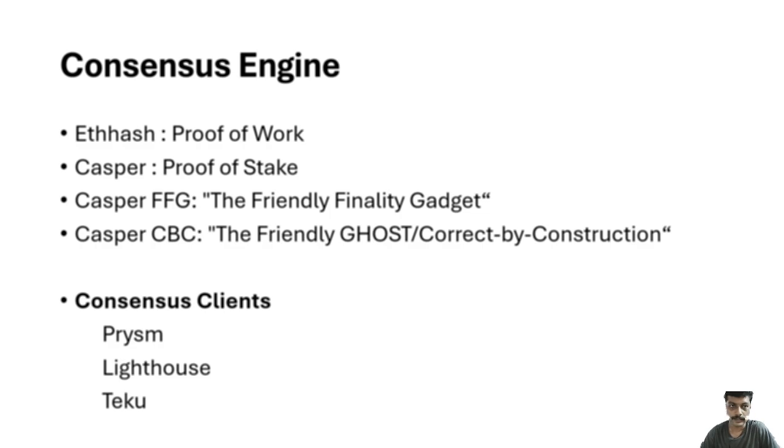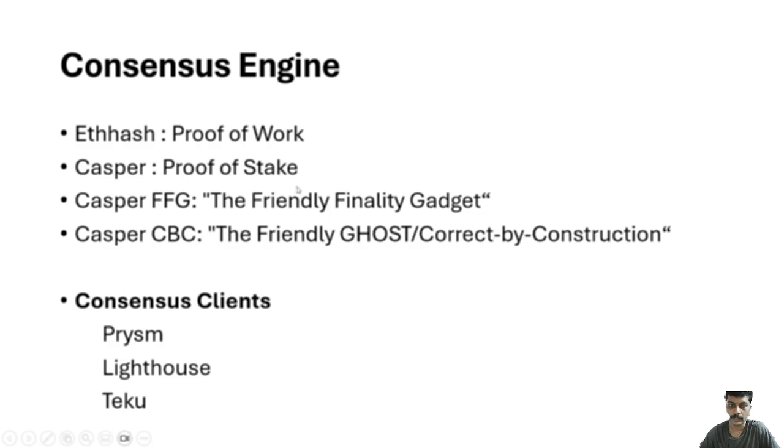And the consensus engine, of course there are different consensus engines right now. Initially Ethereum Classic was using ETH-hash, the proof of work mechanism. The ETH-hash algorithm was being used there, and it needs a good amount of computation power to create blocks, so it was taking a lot of time. But proof of stake uses the Casper algorithm mechanism with different categories, like the FFG and the CBC.